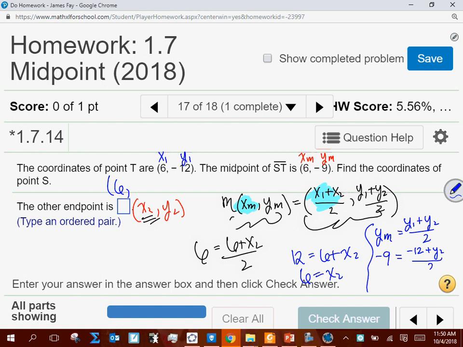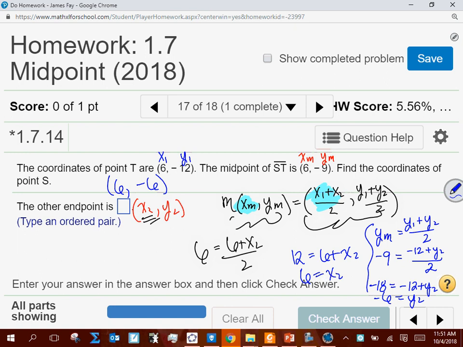Divide by 2. Now, once I do that, if I divide by 2, can I then multiply both sides by 2? Multiply both sides by 2 gives me negative 18 here, right? Negative 12 plus y sub 2. Add 12 on both sides, I get negative 6 is equal to y sub 2. So now I have the coordinate for that y sub 2.